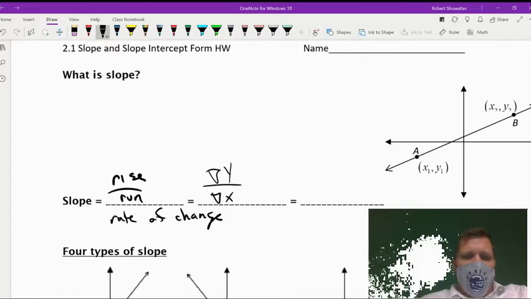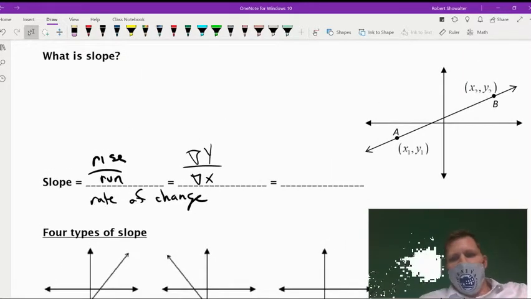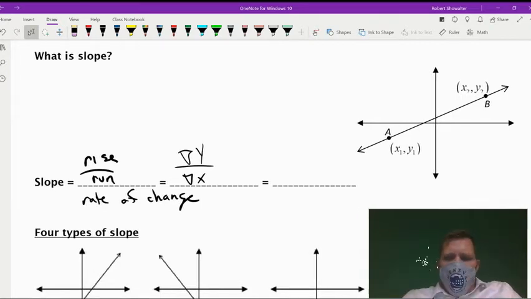We're going to explore slope and what that means in terms of what we call slope-intercept form of a linear equation. A linear equation is just a straight line. It represents all the ordered pairs that make a solution to the equation. We're going to investigate that a bit later.